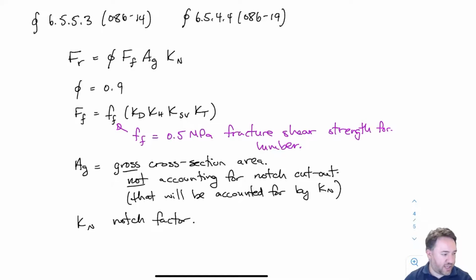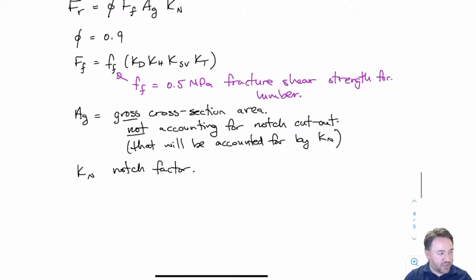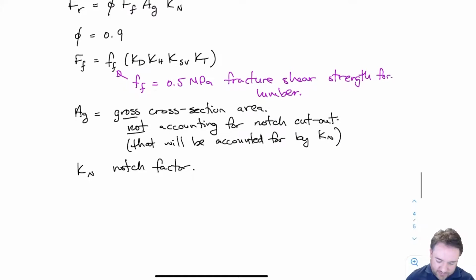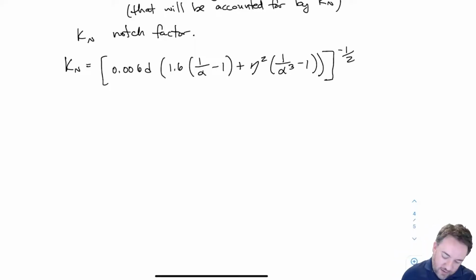Gross cross-section area, AG, doesn't account for the cutout, as I just mentioned, which is going to be accounted for by Kn. Now, Kn is where all of the magic happens for notch shear, and the equation is quite complex. So I'm going to write it out and provide all of the parameters. Okay, so this is quite a complex equation. There is D in there, which is our depth. There is alpha, which is a parameter we're going to have to define. And there is that one that looks like a funny N, which is eta, which we're also going to define.